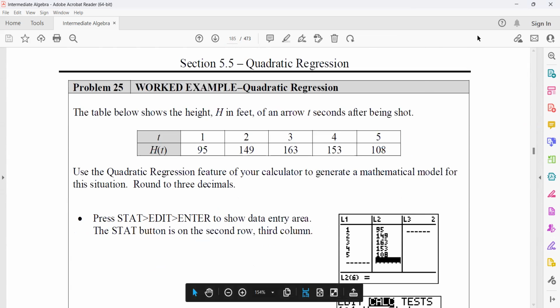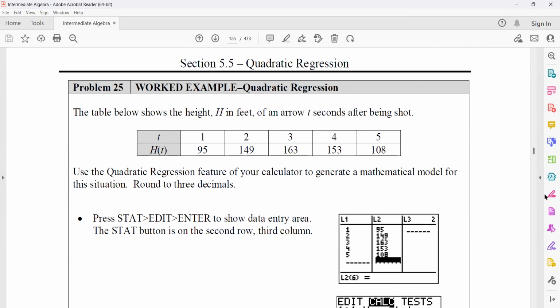Now let's talk about quadratic regression. Remember, we've talked about linear regression, right? Now we want to look at quadratic regression. Same idea, only we are not going to choose linear regression this time when we get on the calculator, but we're going to choose quadratic regression. So here again, we have a table. Now we are trying to get a quadratic function out of this table.